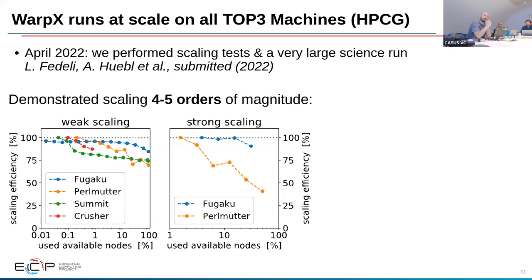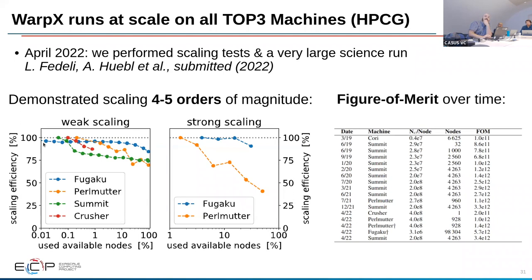And that's the left-hand side. What you can see here is that from really low size, one node, up to the full size, we are still super efficient. We lose performance because there's communication overhead, because networks are not perfect. But at the end, we still have 75% up to 80-85% efficiency on these machines. And they are all different architectures. Fugaku is a new generation of ARM CPU processors. Perlmutter is NVIDIA GPUs. Summit is also NVIDIA. Crusher is AMD GPUs that we benchmarked here.